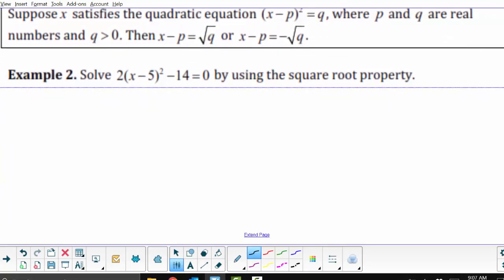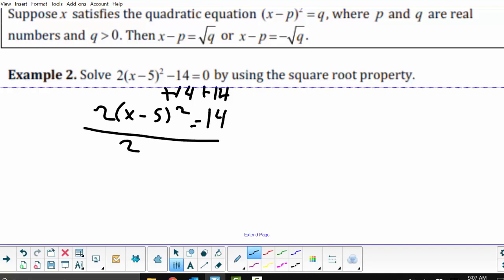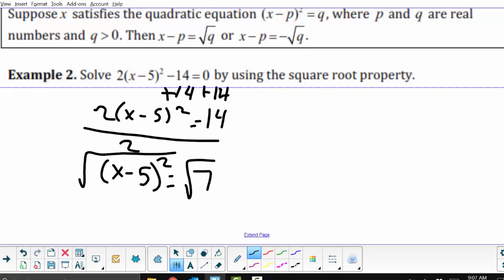For this one, we need to try and get x by itself. We'd start off by adding 14 to both sides. Now I've got 2 times x minus 5 squared equals 14. I'm going to divide it all by 2 and get x minus 5 squared equals 7. Now we're down to the square. To undo that square, we have to take the square root of both sides. And we need to put our positive and negative on the square root of 7, because it has two roots.